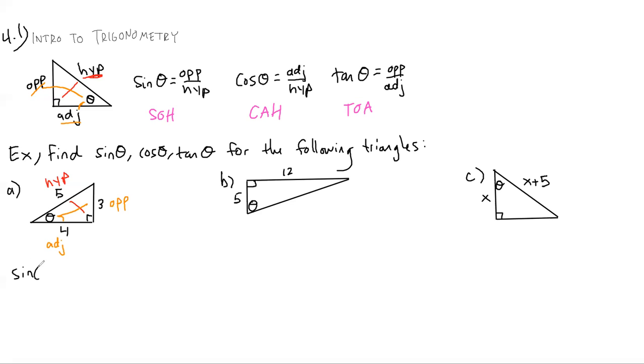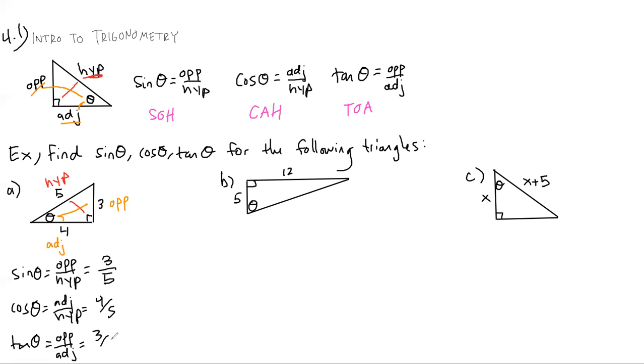So sine theta is going to be the opposite over the hypotenuse. I just take those numbers, 3 over 5. Cos theta is the adjacent over the hypotenuse, 4 over 5. And tan theta is opposite over adjacent, that's my TOA, is 3 over 4. So that's it. Those are my ratios.